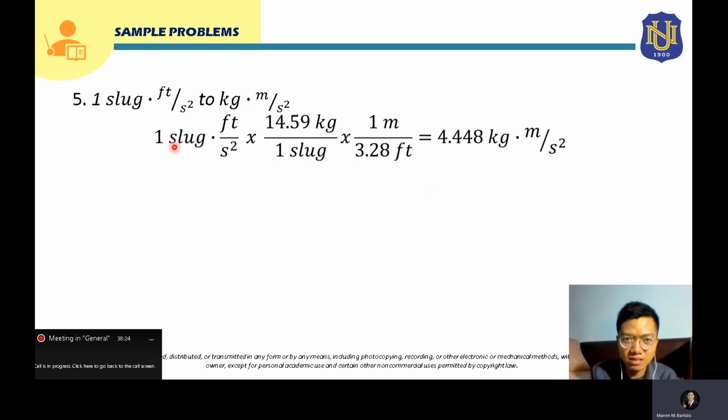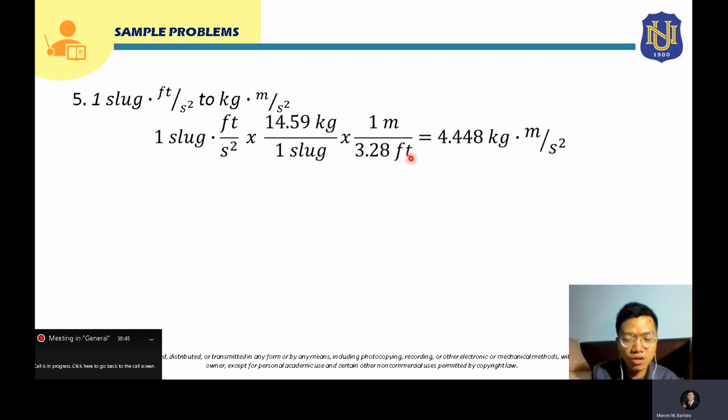So slug will be canceled, okay? And then now we have to convert feet to meter. So we know that for every 3.28 feet, there is 1 meter. So we put feet here in the denominator to cancel feet. So that will be 1 meter over 3.28 feet.